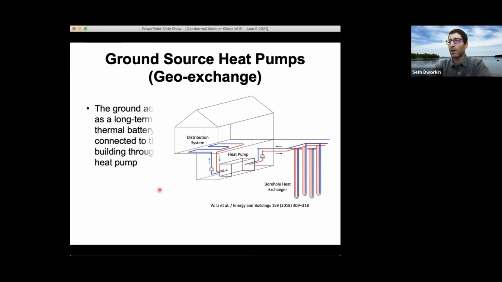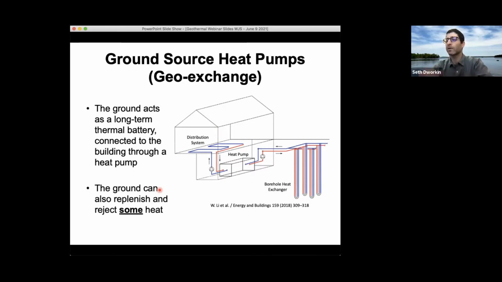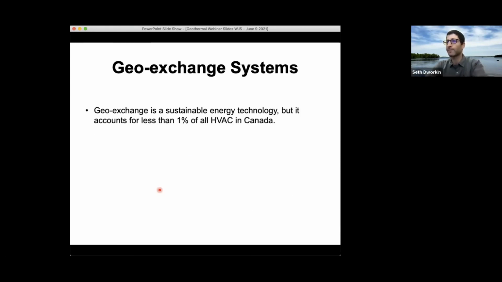And so the ground acts as a long-term thermal battery connected to the building. And the ground can also replenish and reject some of the heat. So it's not a pure thermal battery because it is connected to the soil and to the air and so on.